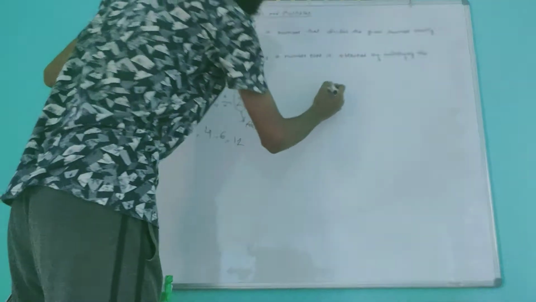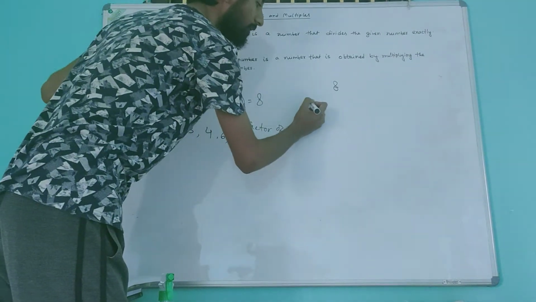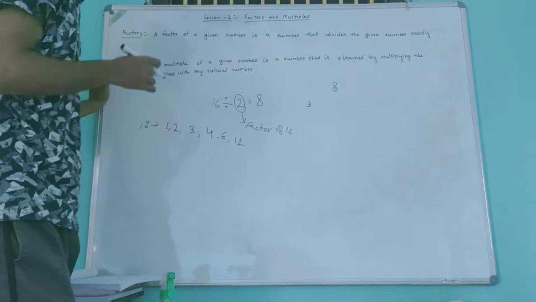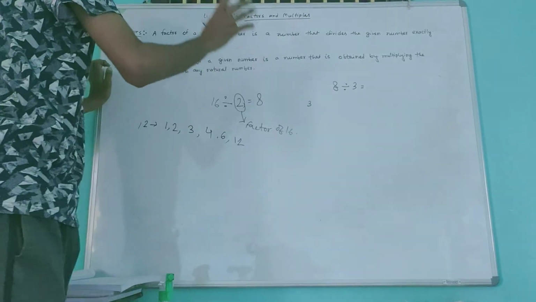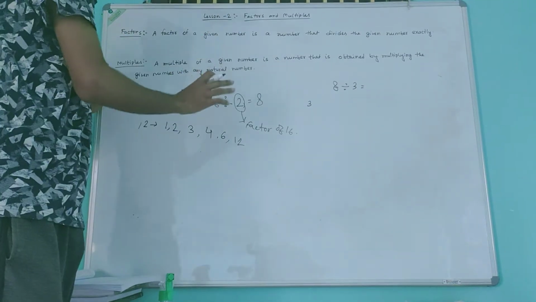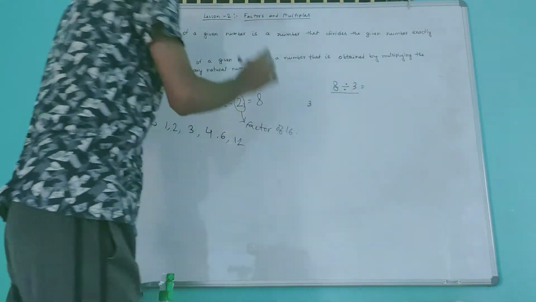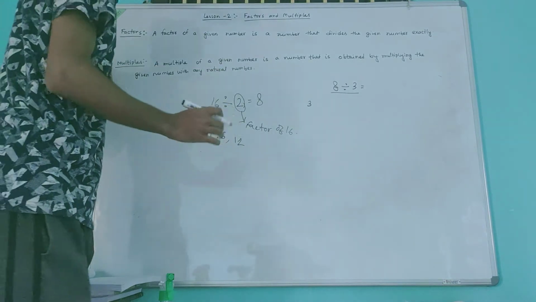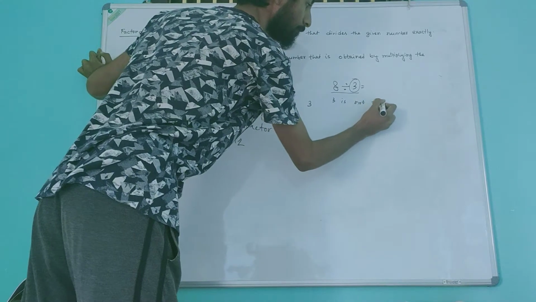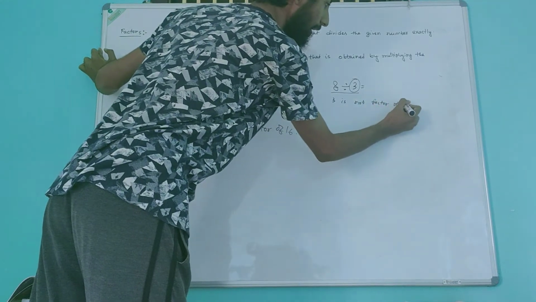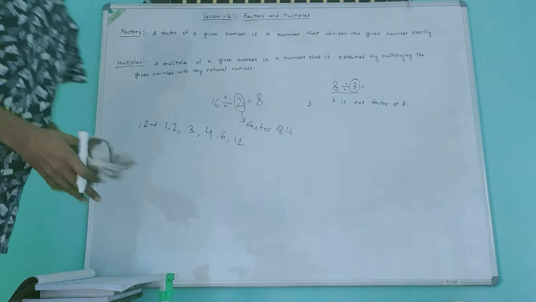Suppose you have 8, and I ask whether 3 is a factor or not. First you have to divide 8 by 3. Do you get a proper quotient? I mean to say there should not be any remainder. If we divide, we will get some remainder. That means 3 is not a factor of 8. I think factor is clear.